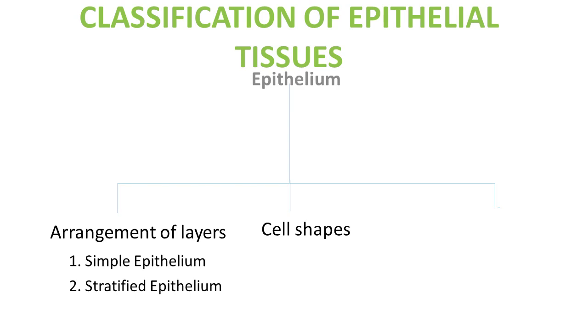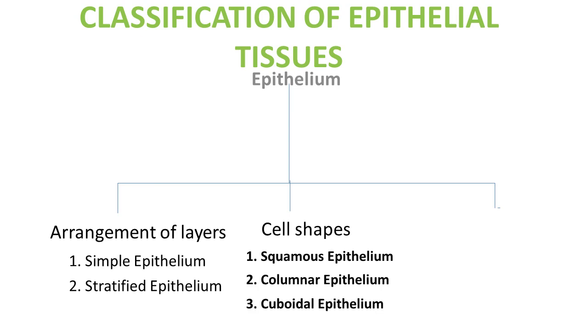Another important parameter is cell shapes. First is arrangement of layers, whether the cells are in a single layer or more than one layer. Depending upon this criteria, we say that it is simple or stratified. Now another parameter is based on the shapes, because epithelial cells differ in shapes. The epithelial cells of alveoli may differ from the epithelial cells of kidney. Though it is present in the entire body, the cell shapes may differ from organ to organ. Depending upon these shapes of the cells, we can classify them as squamous epithelial cells, columnar epithelial cells, then cuboidal epithelial cells.